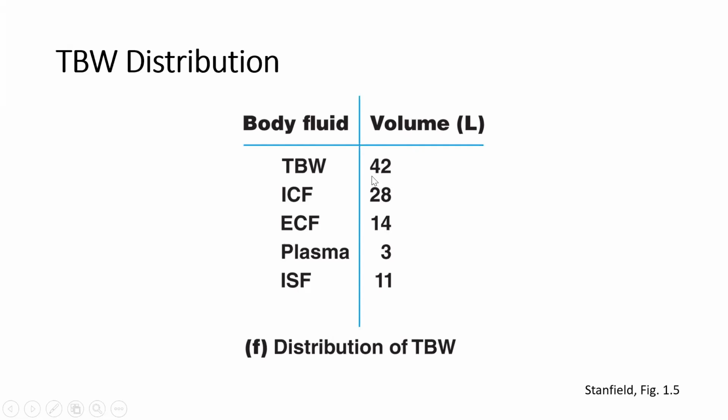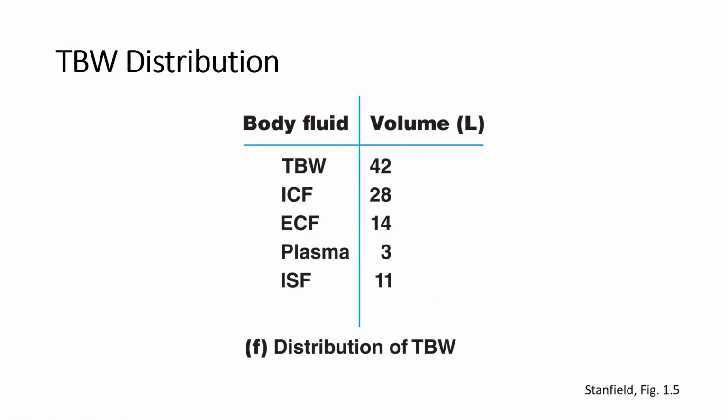And so we look at the breakdown of that 42 liters. A large chunk of that 42 liters is inside our cells, right? The larger chunk, 2/3, so to speak, is within our cells. The rest of that is going to be outside our cells, so about 14 liters. Now, of the extracellular fluid, most of that is interstitial, and a very small amount of that is going to be the plasma. Okay, so I'll go over that relationship again.